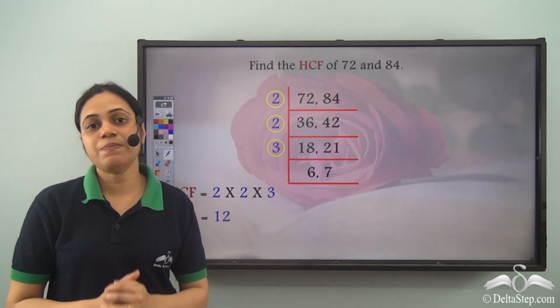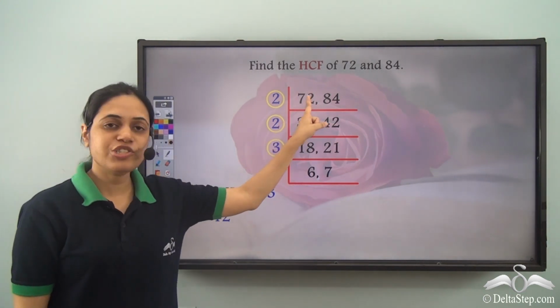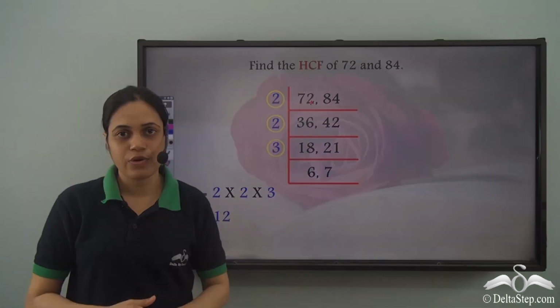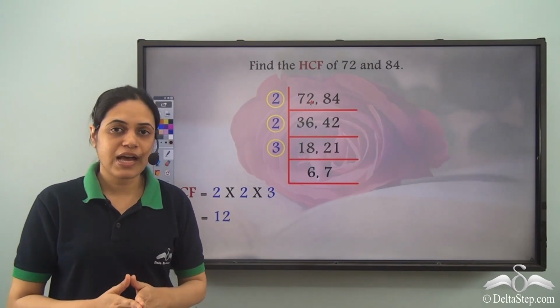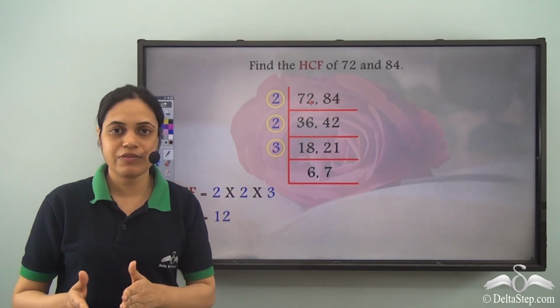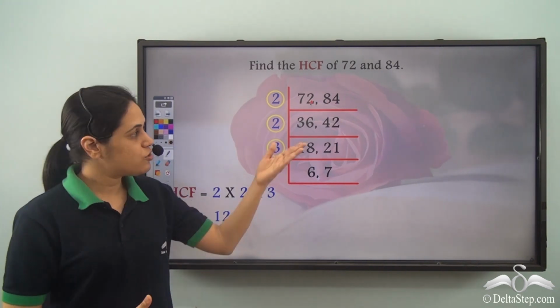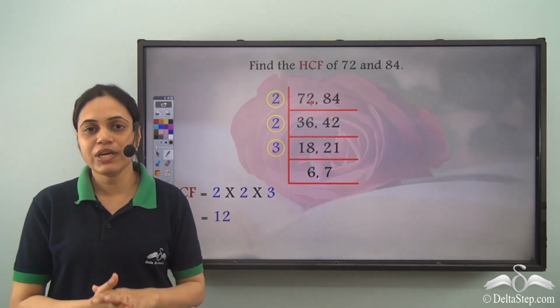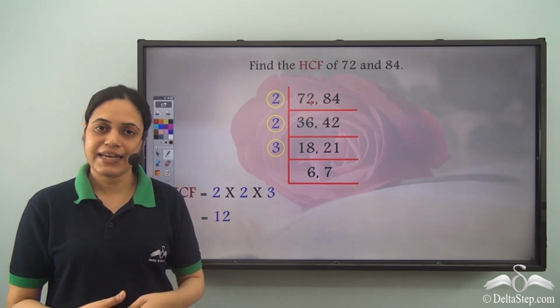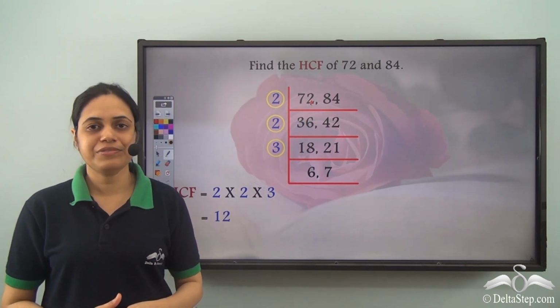So this method is especially useful for large numbers like 72 and 84 because it would take a lot of time to prime factorize them individually, then find the common factors and multiply them. So this is a method which we can use for finding the HCF of 2 or more numbers.